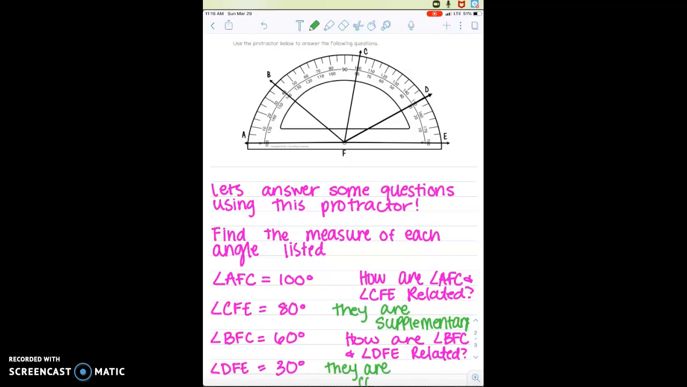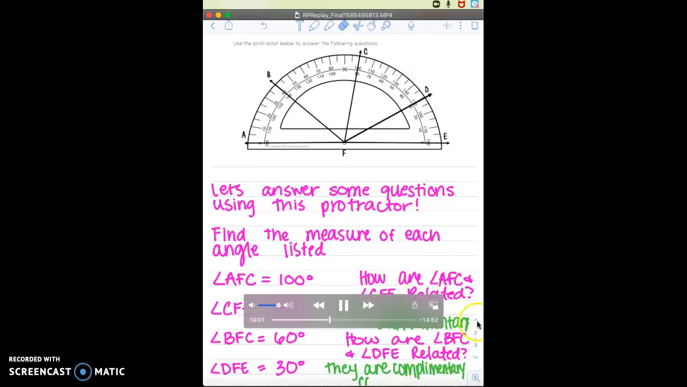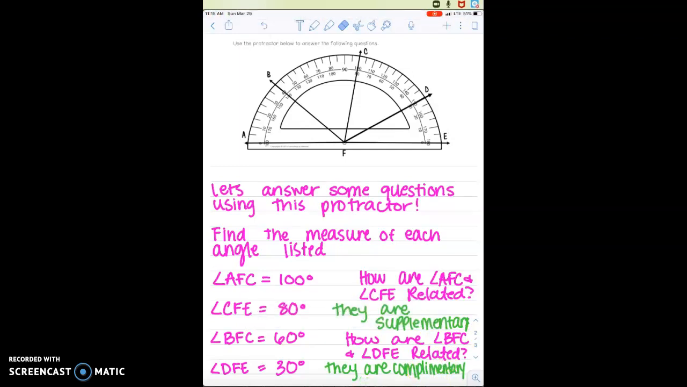Now, BFC and DFE are what we call complementary angles, because they add to 90 degrees. And I actually am realizing right now I made a typo. That I right there should actually be an E, okay? And they're complementary because 60 degrees plus 30 degrees would give me 90 degrees. So if two angles add to 90 degrees, they are what we call complementary angles.